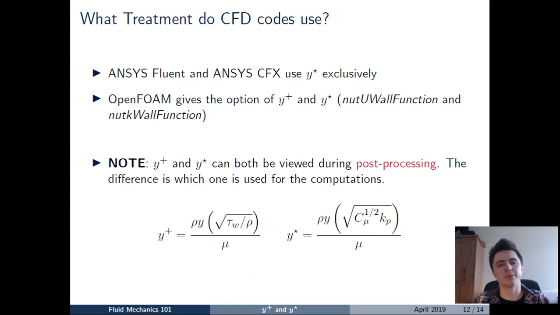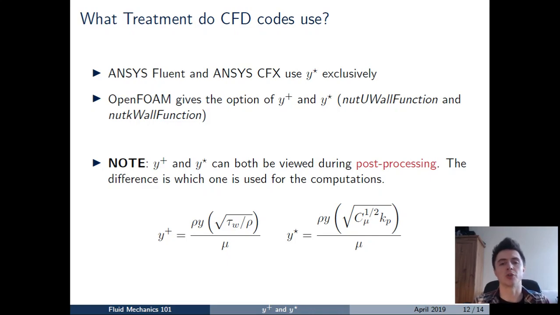So now, what treatment do real CFD codes actually use? Well, taking a look through the ANSYS FLUENT and the ANSYS CFX user guides, we find that these CFD codes use y star exclusively to compute the dimensionless wall distance and then the wall shear stress.